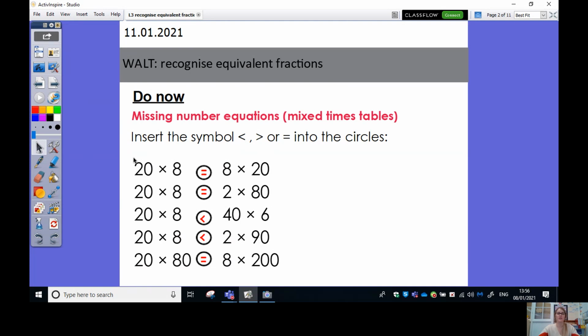Okay, moving on to today's lesson. We're going to be looking at recognizing equivalent fractions today. Now, we were looking at quantities on Friday and circling quantities of amounts. We started to look at equivalent fractions a little bit, but we're going to go into a bit more today using our fraction wall to help us recognize them.